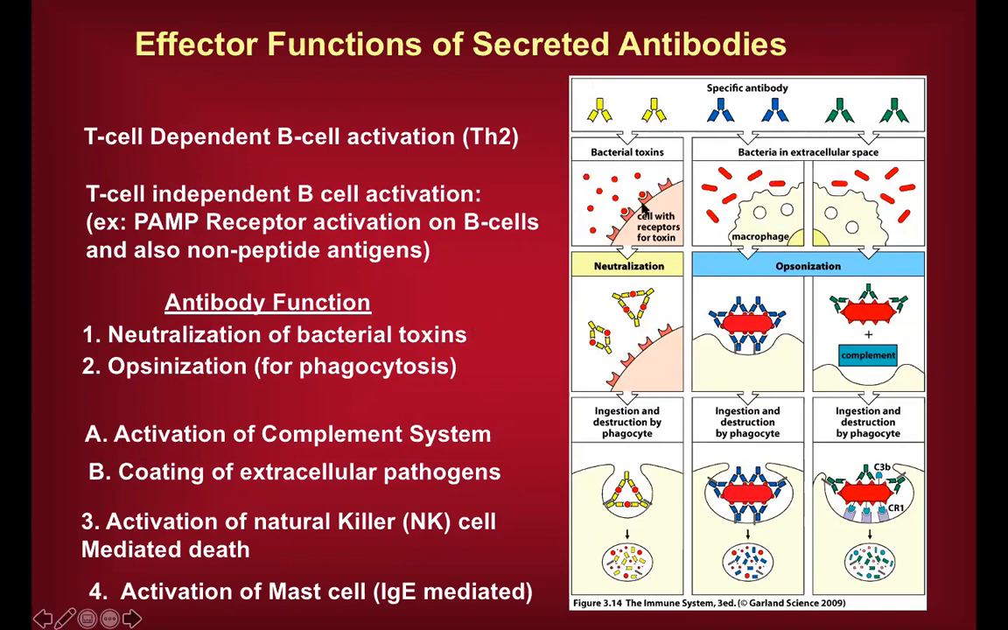And you'll see it here. This is an example of neutralization. So you have this bacterial toxin, you have an antibody against it, and it forms these kind of complexes that protect the cell from responding to the toxins.